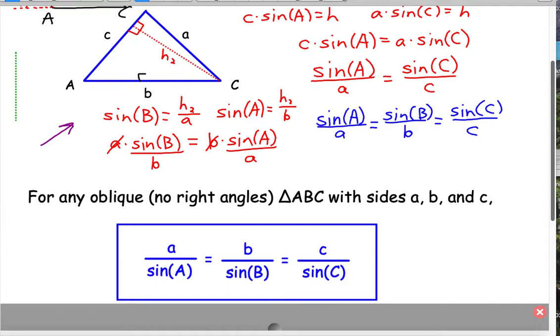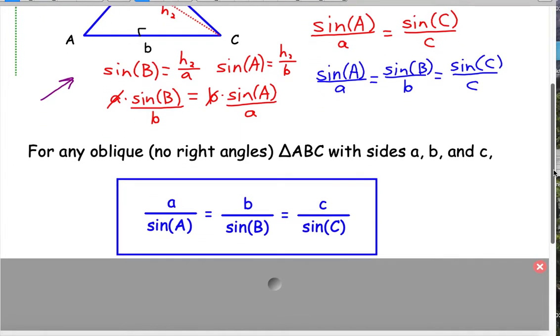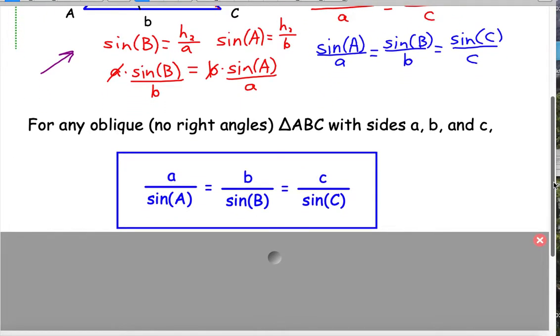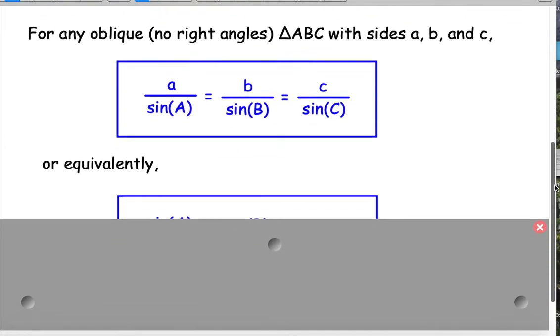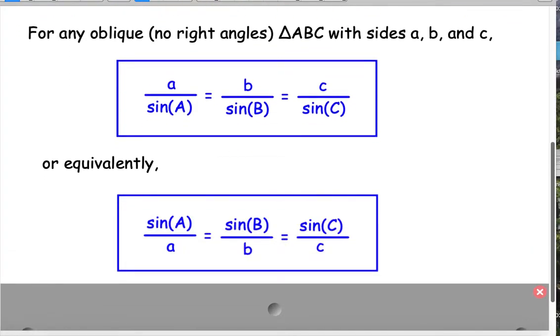So for any oblique, not right angles, triangle ABC with sides a, b, and c, the ratio of the side with the sine of the angle across from it is going to be equal for any of the sides and angles. And so there's two ways we can write this. You can have your sines of the angles on top of the fractions or on the bottom. And depending on what you're trying to solve for, one might be a little more convenient than the other.